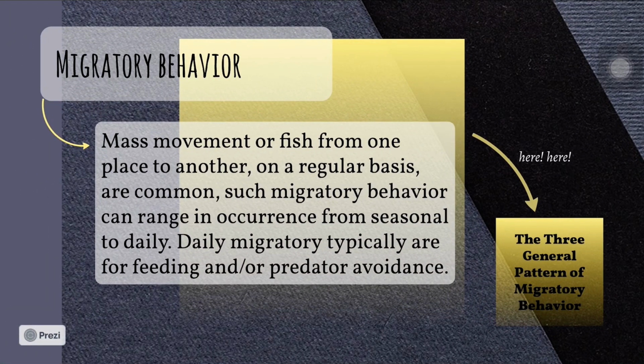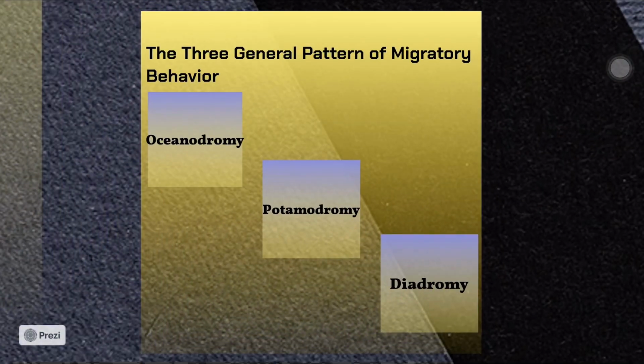Migratory behavior: mass movements of fish from one place to another on a regular basis are common. Such migratory behavior can range in occurrence from seasonal to daily. Daily migrations typically are for feeding and/or predator avoidance. The three general patterns of migratory behavior are oceanodromy, potamodromy, and diadromy.